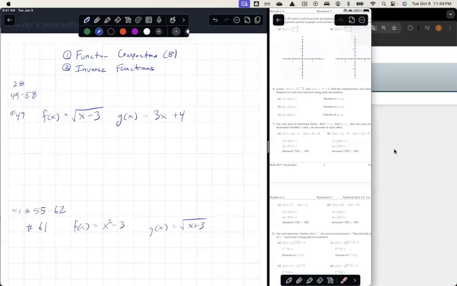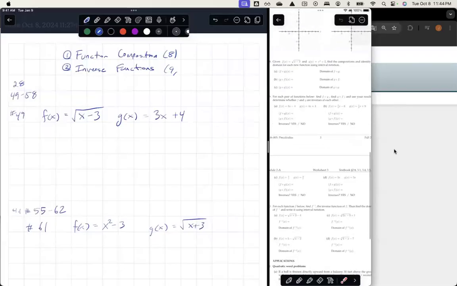Problem 8 talks about function compositions. Problem number 9 talks about inverse functions, and problem number 10 also talks about inverse functions. And in a sense, problem number 8 also talks about function composition. 9 and 10 cover inverse functions, but 9 and 10 also require function composition in order to check that the functions that we're given are inverse functions. So the main problems we're focusing on are 8, 9, and 10.